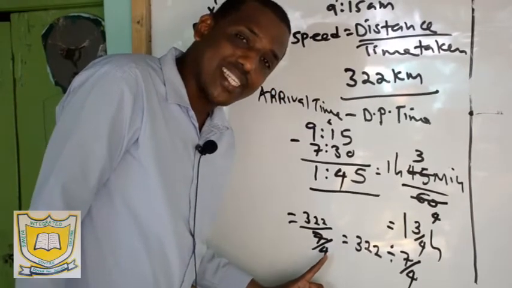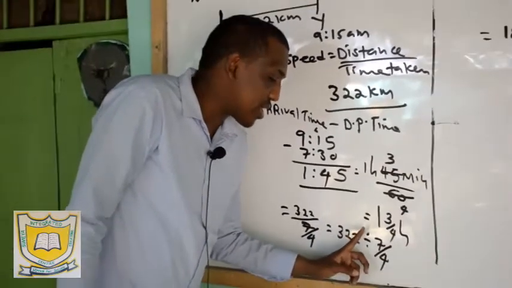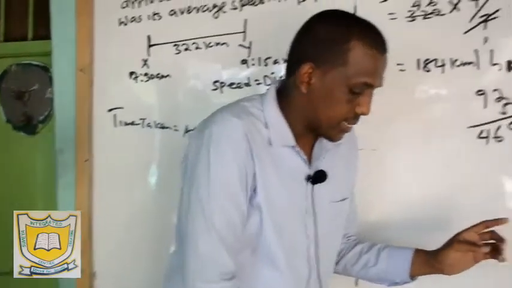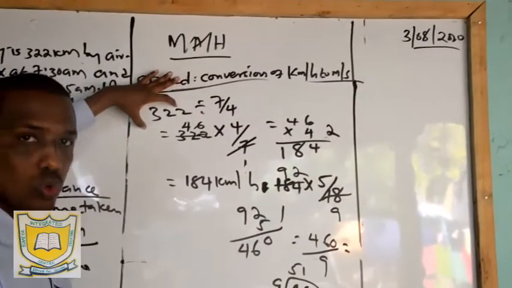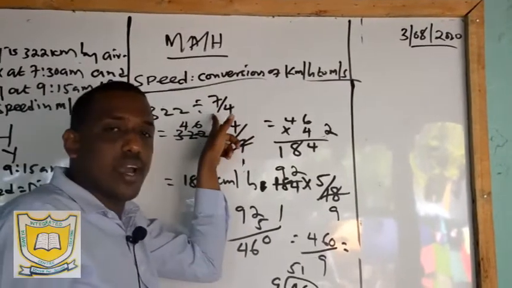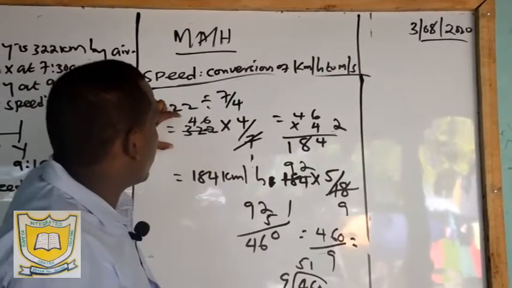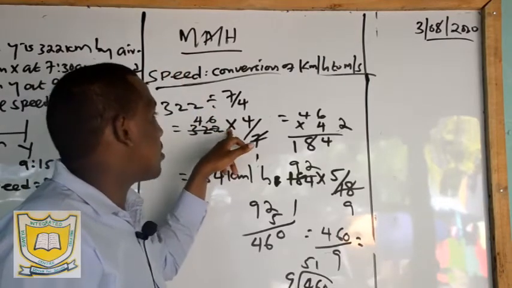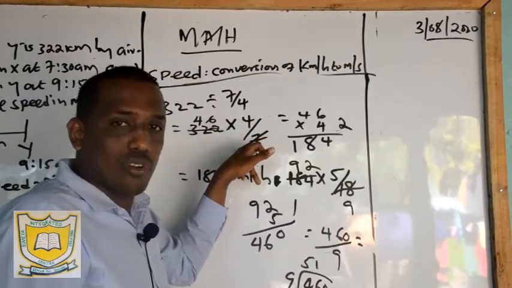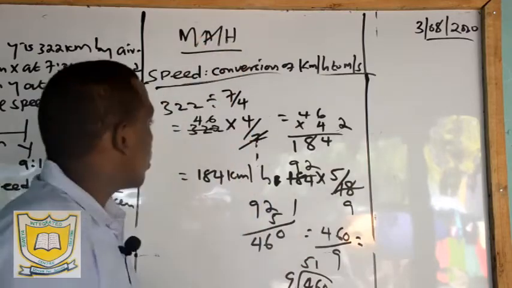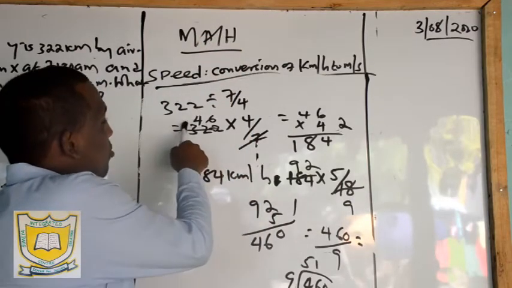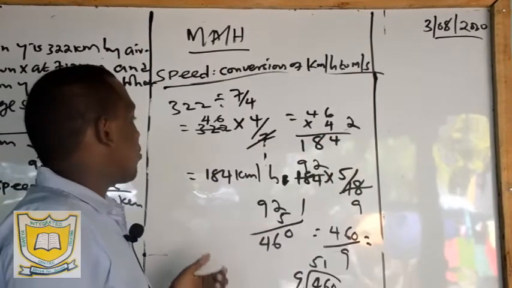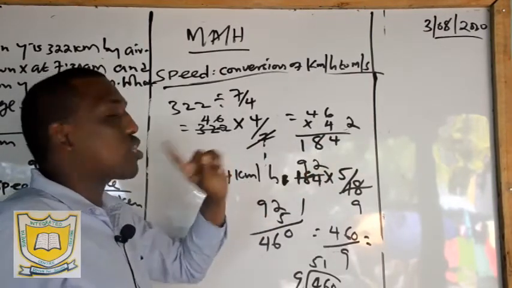322 over means, as I said earlier, the same as division. You divide it by 7 over 4. So 322 divided by 7 over 4. You change the division into multiplication: times 4 over 7, the reciprocal, upside down. So by 7, by 7, 46. 46 times 4 you will get 184. So that's 184 kilometers per hour.